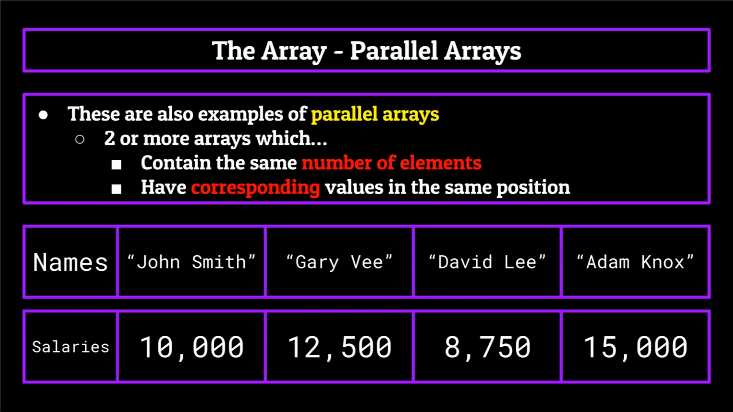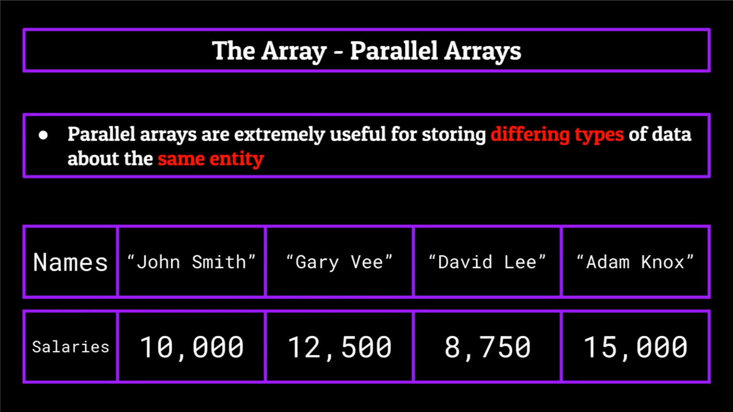So, from our example, we can say that the first element in our names array, John Smith, corresponds to the first element in the salary array, the integer 10,000. This would mean that John Smith has a salary of 10,000. This is really good because, as you'll see later on, we can't store differing types of variables in the same array. So we couldn't have these salary integers be stored in the same place as the name strings, making parallel arrays extremely useful for storing different types of data about the same entity.